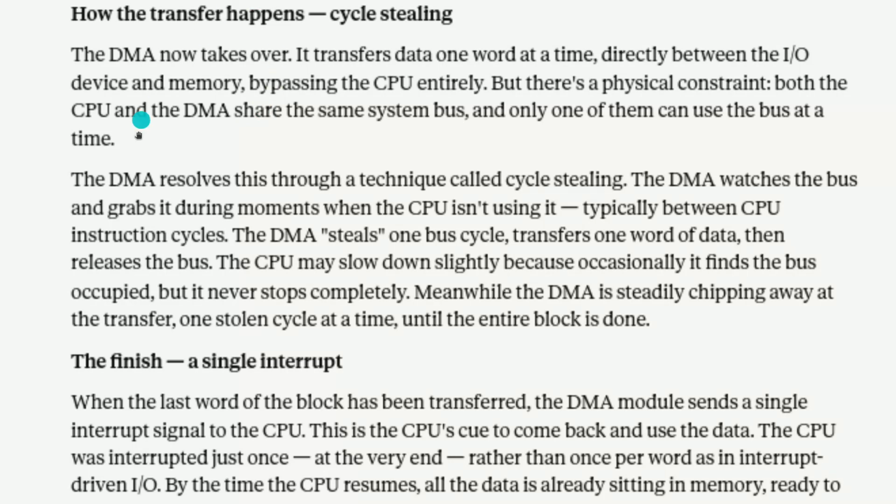Now the CPU and the DMA both share the same system bus, so only one can access it at a time. So how do the CPU and DMA share the system bus? DMA resolves this through a technique called cycle stealing. The DMA watches the bus and grabs it during the moment when the CPU isn't using it, typically between the CPU's instruction cycles. The DMA steals one bus cycle, transfers one word of data, then releases the bus. The CPU may slow down slightly because occasionally it finds the bus occupied, but it never stops completely. Meanwhile, the DMA is steadily chipping away at the transfer, one stolen cycle at a time.